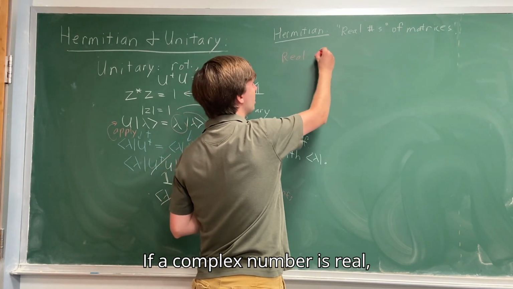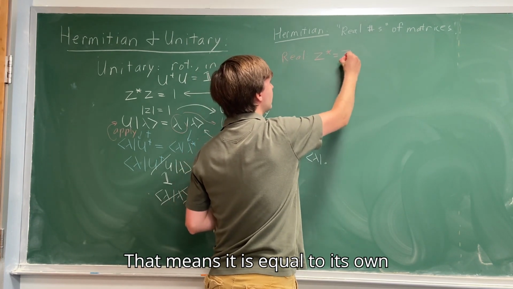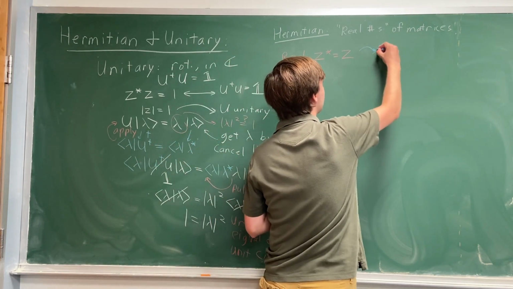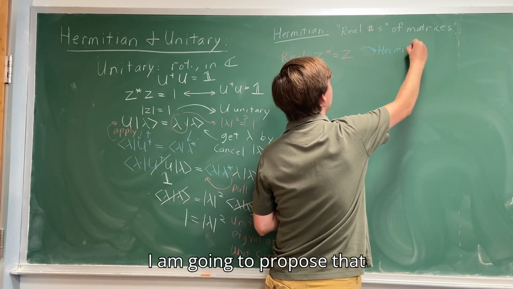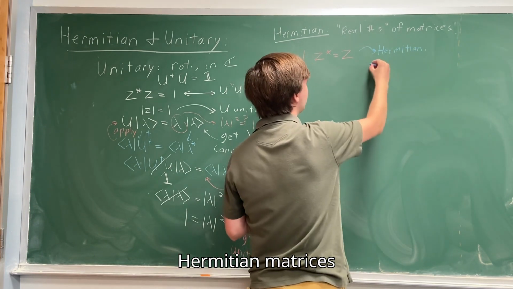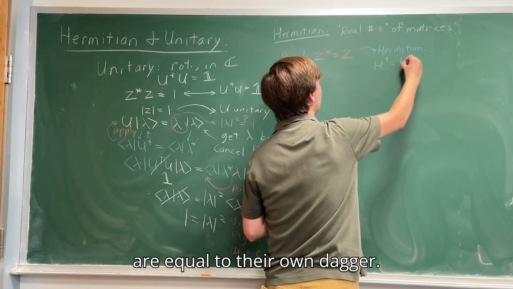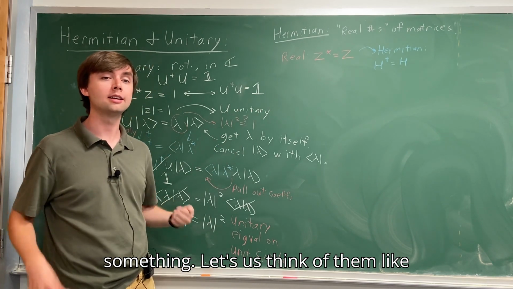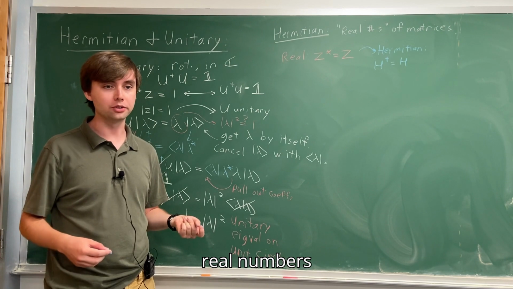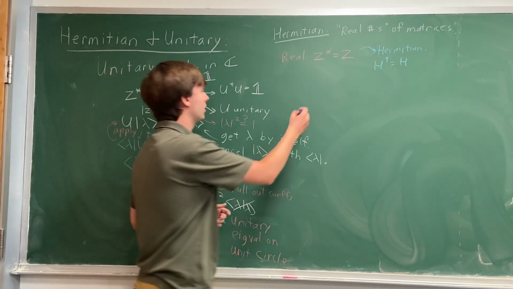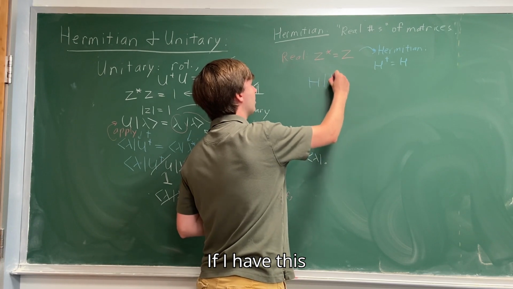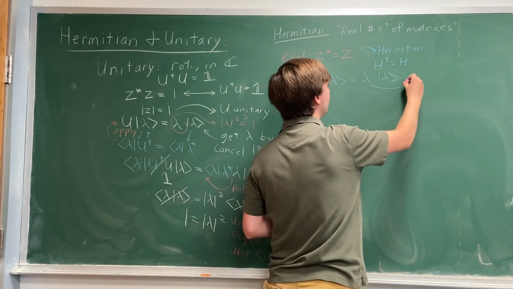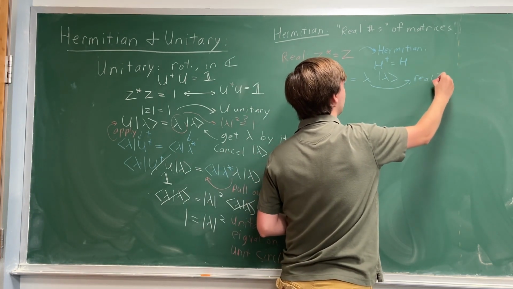If a complex number is real, that means it is equal to its own complex conjugate. So by analogy, I am going to propose that Hermitian matrices are equal to their own dagger. Now, hopefully, this will produce something that lets us think of them like real numbers. So if I have this eigenvalue equation, I'm going to hope that that's real.